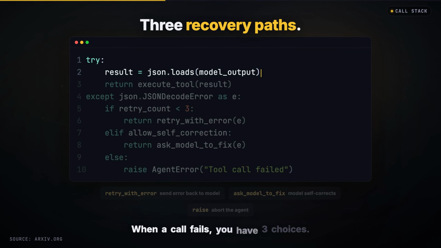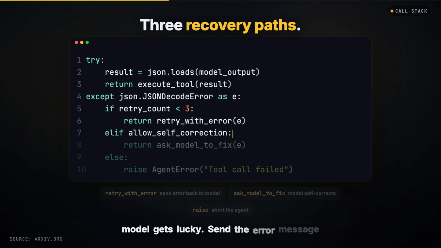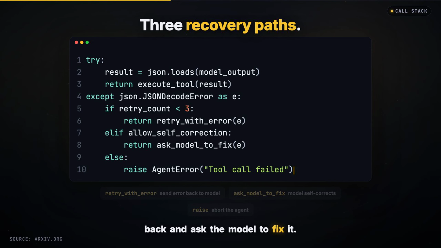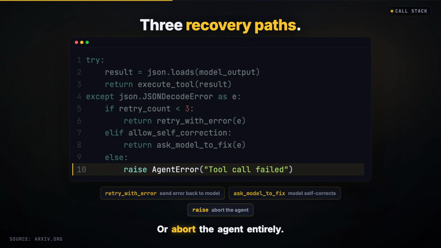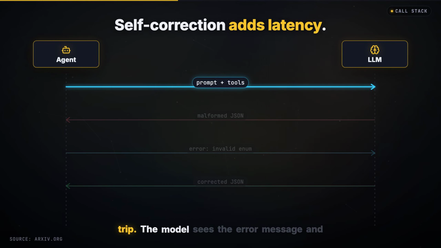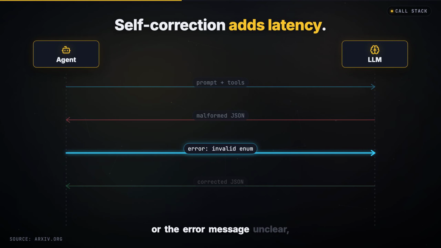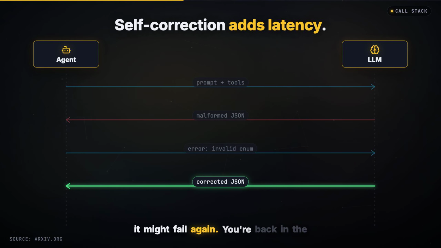When a call fails, you have 3 choices. Retry with the same prompt and hope the model gets lucky. Send the error message back and ask the model to fix it. Or abort the agent entirely. None are free. Each retry costs tokens and time. Self-correction adds another full round trip. The model sees the error message and tries again. If the schema was ambiguous or the error message unclear, it might fail again. You're back in the loop.